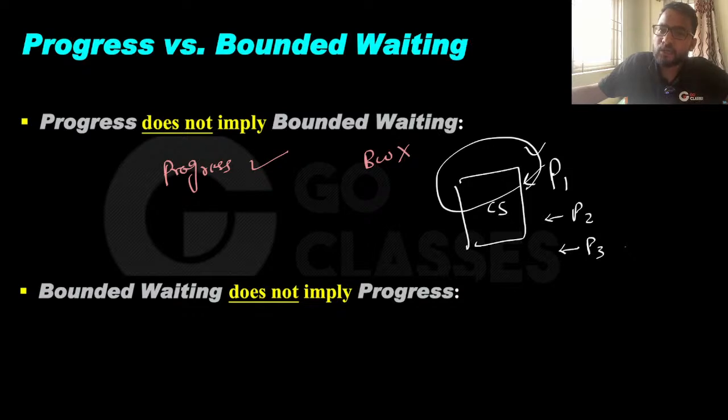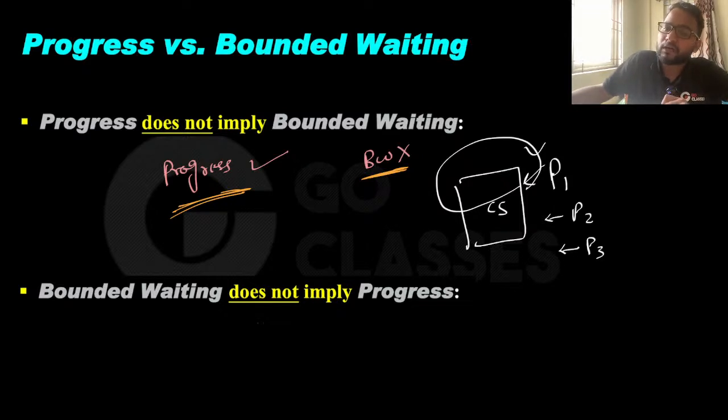In this case, you will say progress is satisfied because in the critical section some progress is there. But who is making that progress? Progress is not responsible for that. Like, should all of them make progress or not? Bounded waiting says that no one should bypass me. But here you are bypassing. So that's why you will say bounded waiting is not satisfied and progress is satisfied.